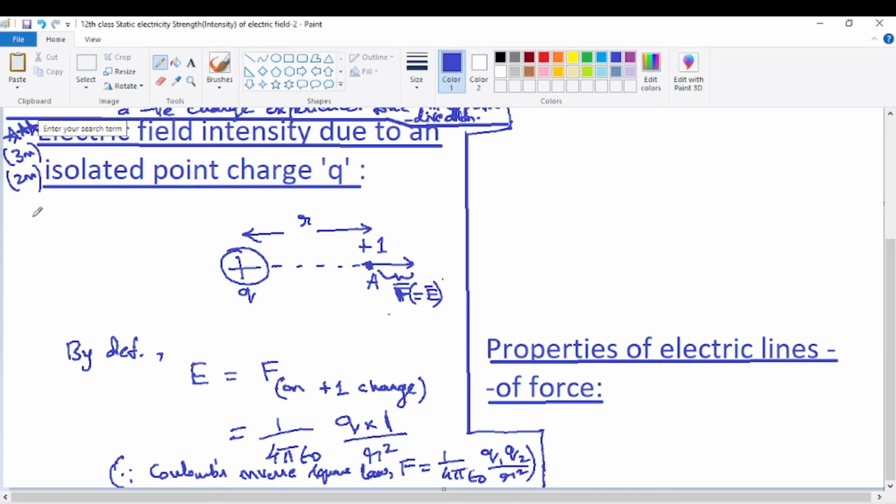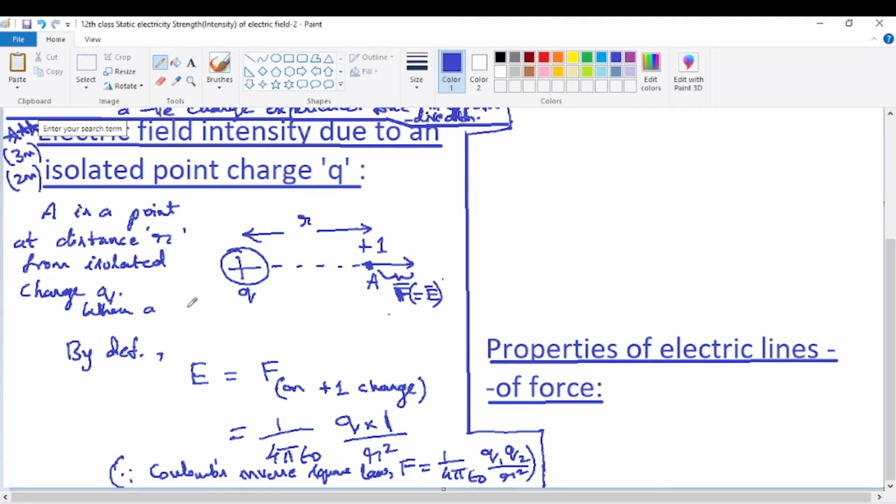So it's like this. A is a point, capital A is a point at a distance small r from an isolated charge q. Next, by definition, when a unit positive charge, unit positive charge means simply plus 1, it's shown as plus 1 in the diagram.